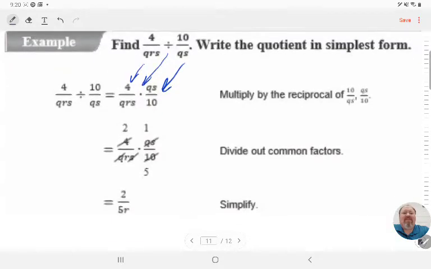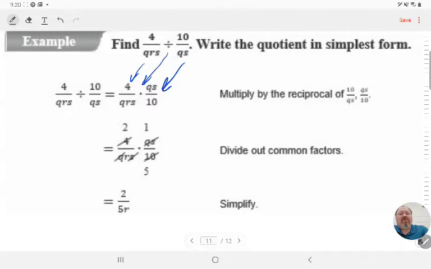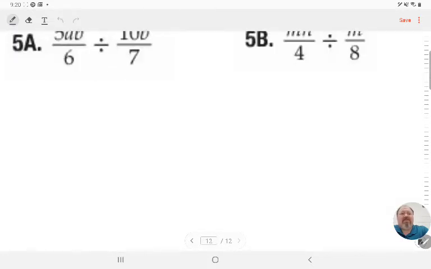So we flip the 10 over QS becomes QS over 10. Then we look, is there anything we can simplify? Well, 2 goes into 4 2 times, 2 goes into 10 5 times. And then we look at the variables. If we have the same variables, we can cross them out. We can simplify them down. Because remember, that would just be like saying we have the same number. So QQ, that would be like saying I have a 4 and a 4. Well, those would simplify down to 1. So the Q's cross out. The S's cross out. That leaves me the R. 2 times 1 is 2. R times 5 could be 5R. Okay? All right, let's try one of these.